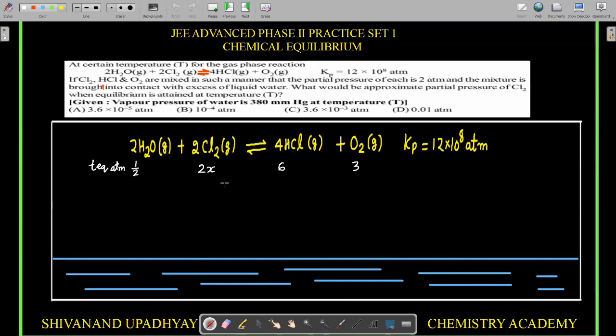If I simplify this, I can write that Kp, which is equal to a very large value that can be written as 12 into 10 to the power 8, is equal to partial pressure of HCl to the power 4, so 6 to the power 4, pressure of O2 that is equal to 3, upon pressure of H2O that is half atm to the power 2. And we have to calculate what is the pressure of chlorine gas at equilibrium.